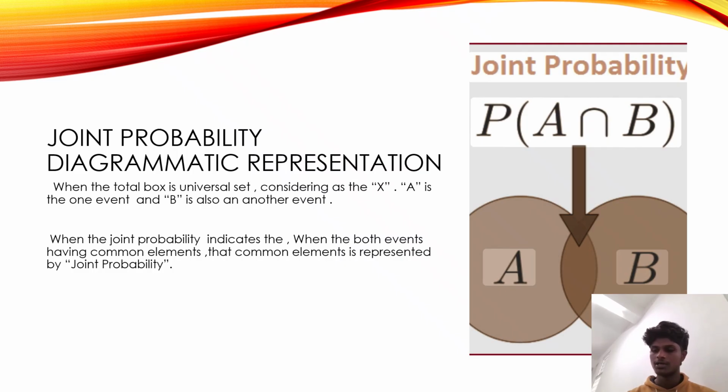occurrence of two events. Key points. Joint probability measures the chance of two or more events happening together. It is foundational for understanding intersection in probability and for building statistical models involving multiple variables. Formulas differ based on whether the events are independent or dependent.